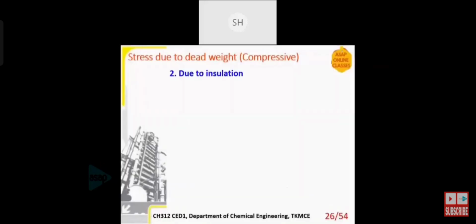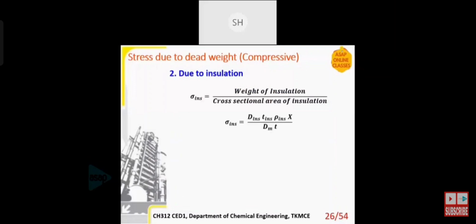Then next is the stress due to insulation. So in all pressure vessels, there might be temperature changes inside. In order to limit the temperature change, we have to use insulation. That insulation will have an added weight. So sigma insulation is weight of insulation divided by cross-sectional area of insulation, the same thing.